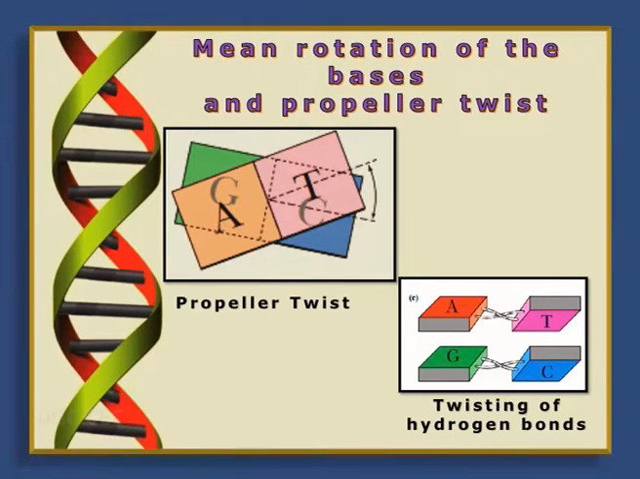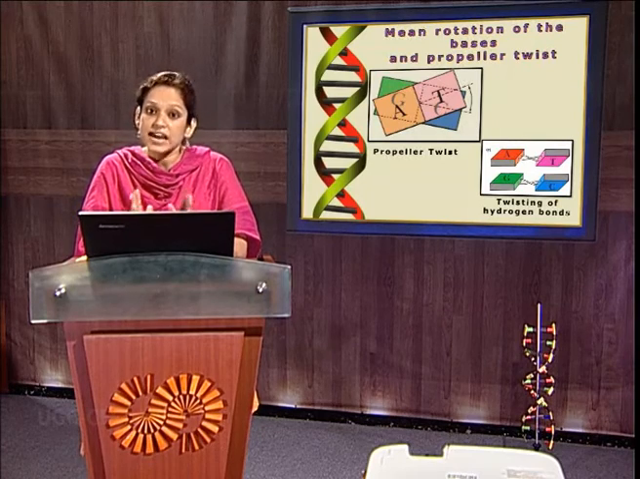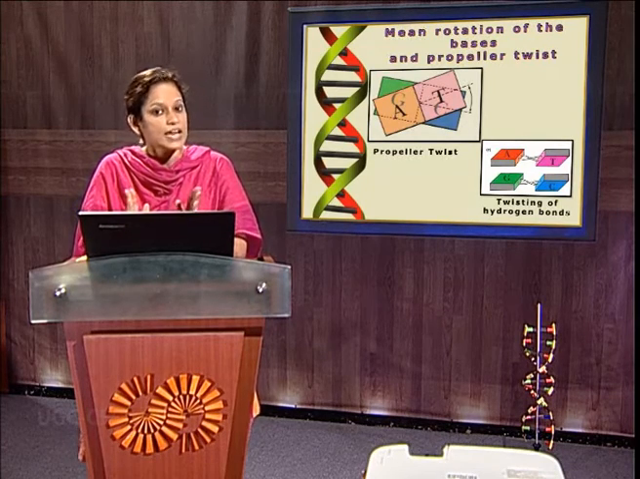Moving further on, did you know this? The bases are not exactly perpendicular to the helix axis. Rather, they are rotated with respect to the helix axis by an angle of 36 degrees, which is known as the mean rotation of the bases. Due to the mean rotation of the bases, the DNA double helix can accommodate 10 base pairs per turn of the helix.